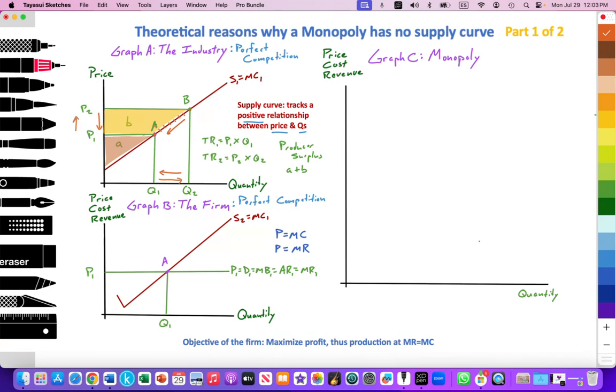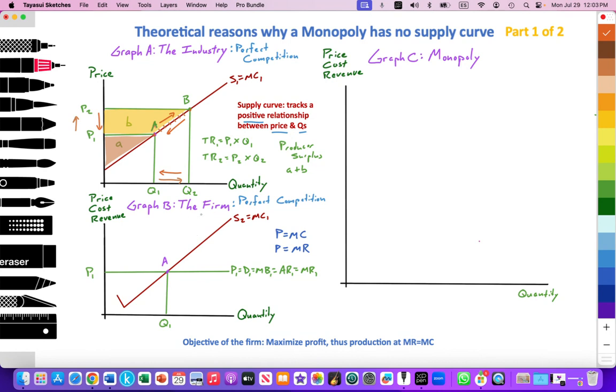A, capturing the maximized producer surplus at a price of P1 of area A, and maximizing their total revenue at that price, let's say at P1 times Q1. Okay? So that is just review of what we already know.